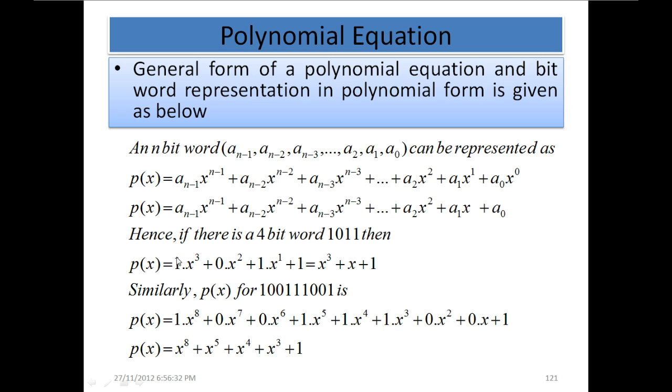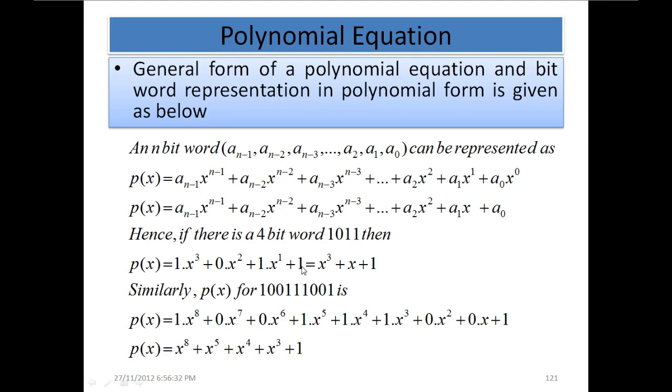This could have been 1 or 0, either of the two, but in this case, since I am representing this 1 0 1 1 in polynomial form, the first bit here is 1. So this 1 is multiplied by x raised to power 3. Why 3? Because this 3 comes from 4 minus 1. Then I will keep decreasing the power of x and keep multiplying each term of x with its corresponding bit. So this 0 is multiplied by x raised to power 2, this 1 is multiplied by x raised to the power 1, and this 1 is multiplied by x raised to the power 0.